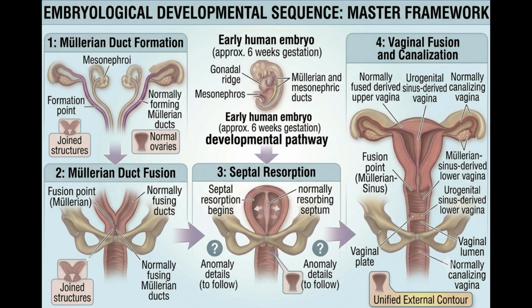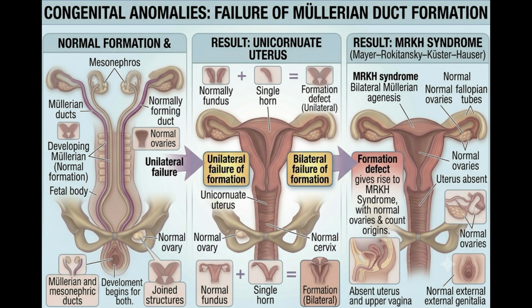Throughout this module, we have studied how a relatively small number of embryological events give rise to the normal female genital tract. More importantly, we have seen that nearly every congenital anomaly can be understood by identifying which developmental step failed. Rather than memorizing individual abnormalities, it is far more useful to understand the underlying embryological sequence. The first critical step is formation of the Müllerian ducts. If one duct fails to develop, a unicornuate uterus is produced. If both ducts fail to develop, bilateral Müllerian agenesis occurs, giving rise to Mayer-Rokitansky-Kuster-Hauser syndrome, in which the uterus and upper vagina are absent, while the ovaries and external genitalia remain normal because of their different embryological origins.